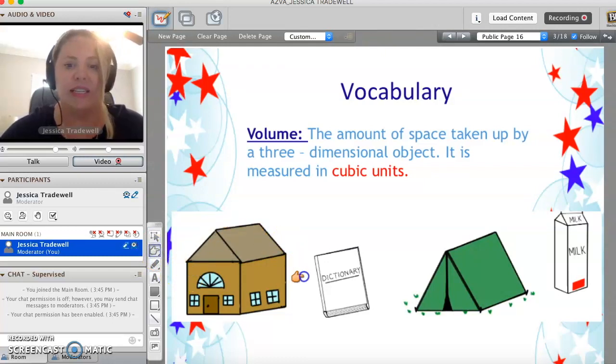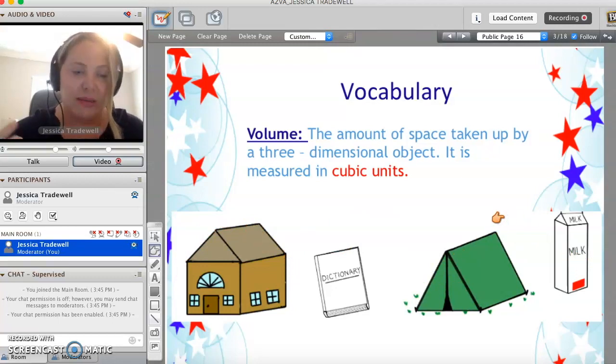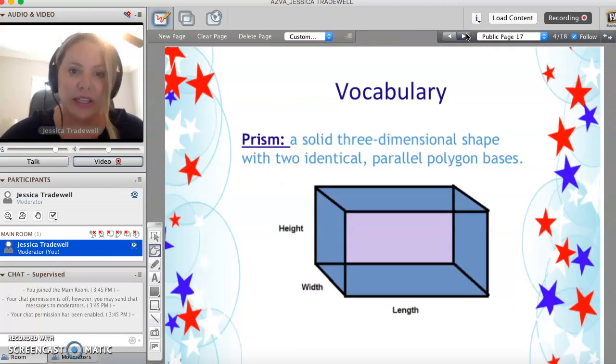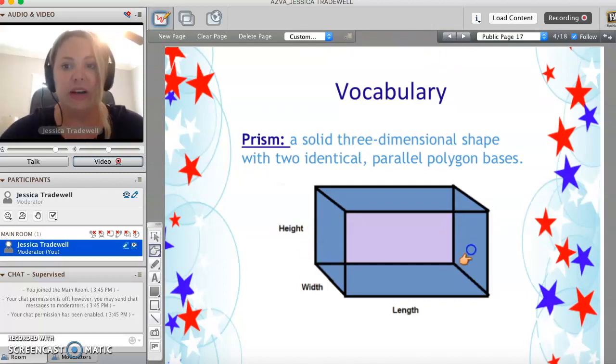So take a look down here. We have a house, a dictionary, a tent, and a carton of milk. All of these objects are three-dimensional. They have a volume inside of them. One other word you're going to hear lots today is prism. A prism is a solid three-dimensional shape with two identical parallel polygon bases. So right here we have a rectangular prism.